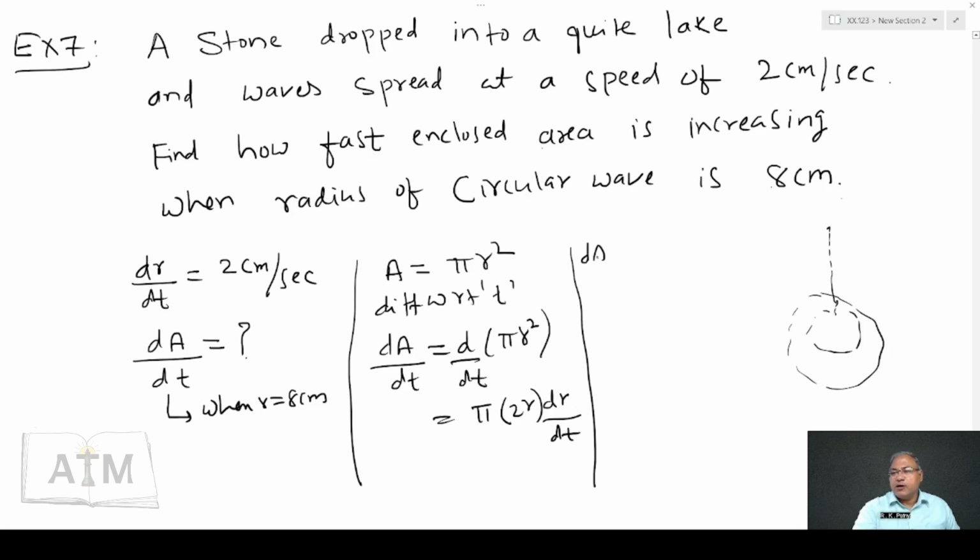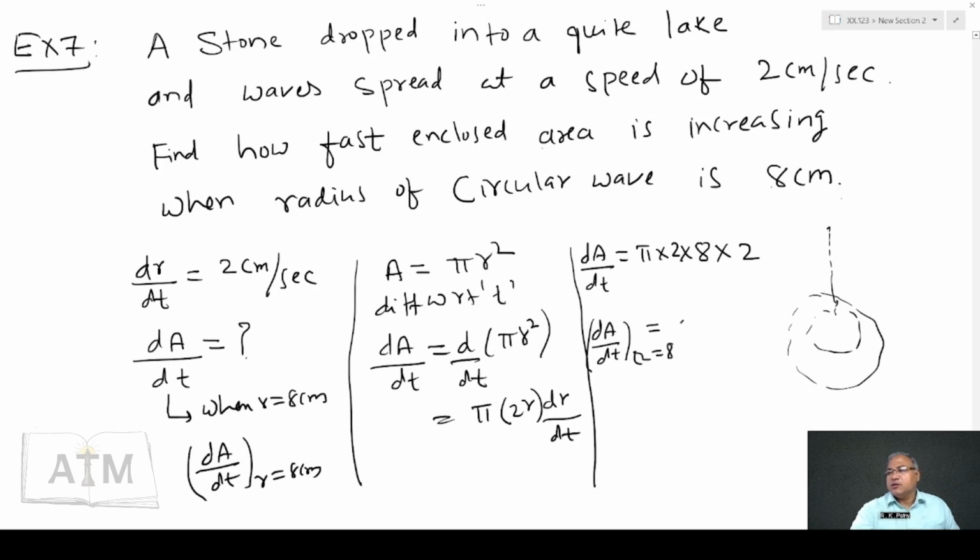So dA by dt equals pi into 2r. What is the r value? You have to find dA by dt when r equals 8 centimeter. Therefore, here I am putting r equals 8 centimeter, and dr by dt value is 2. Therefore, dA by dt, that is how fast the area is spreading, when r equals 8 centimeter, is nothing but 32 pi centimeter square per second.